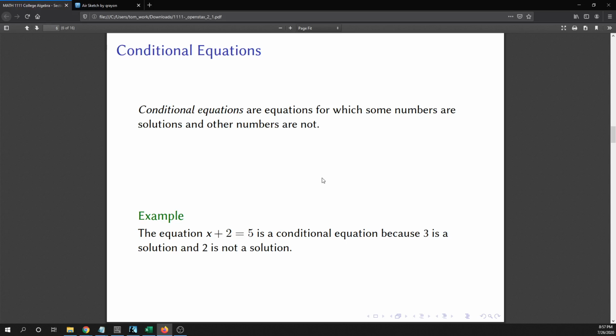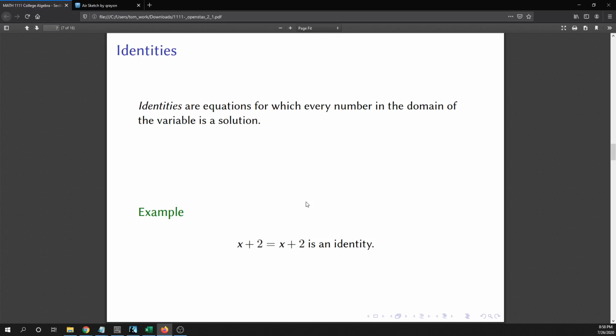Equations can be broken down into a few different types. The type that we will deal with mostly are called conditional equations, which are equations for which some numbers are solutions and others are not. For instance, x plus 2 equals 5: we saw that 3 was a solution and 2 was not. So x plus 2 equals 5 is a conditional equation, and most of the time that's the type of equation we're going to be dealing with.